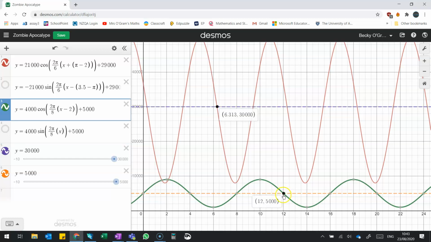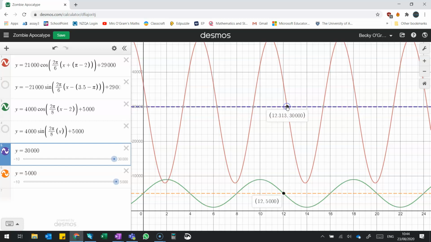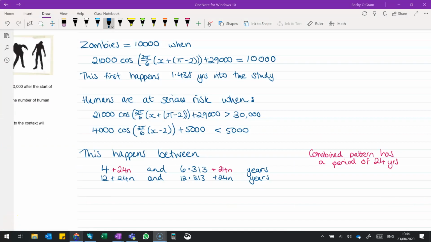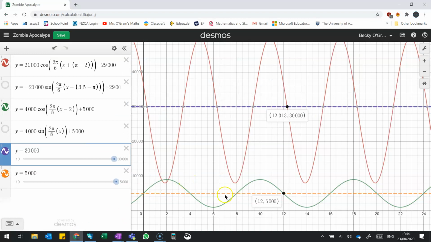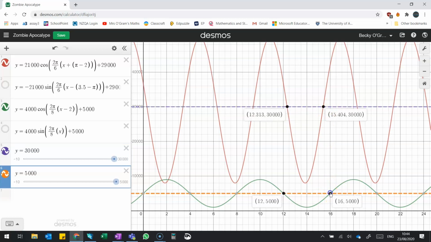We've got this point here at 12 years. And the zombies are still above that 30,000 mark, so then the humans will be at risk. The zombies drop down to 30,000 at 12.313, so let's put that one like so. All right, next we have the zombies come back up to 30,000 here, and the humans are still below their 5,000, so that'll be a problem. They come back up to 5,000 just here, so we've got between 15.404 and 16.